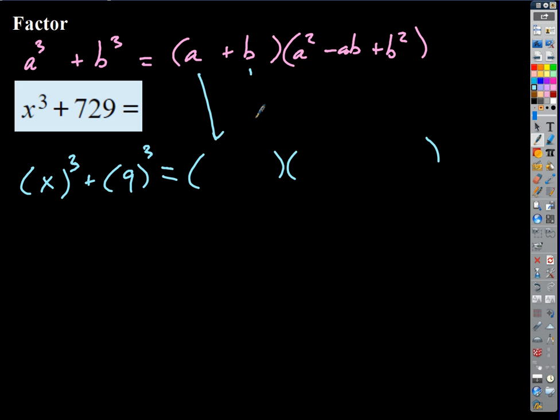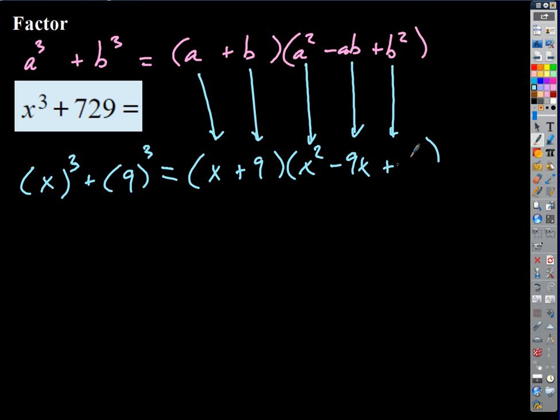We're just going to follow the template, right? We have this pattern. Why would we want it in the expanded form? Does that just complicate things? No, you'll see why, because what if we're solving an equation? We want to be able to break it down to where we can use the zero product property, okay? So we get x plus 9 times x squared minus a times b, which is just 9x, plus b squared, which is 81, right? So there it's factored.